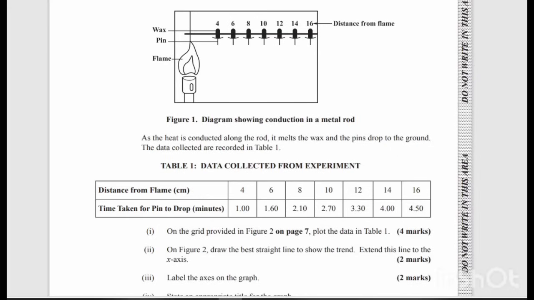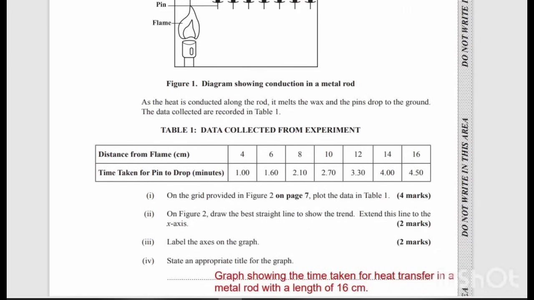The next part says on figure 2, you're going to draw the best straight line to show the trend. Extend this line to the x-axis. The third part of the question says we are to label the axes on the graph. And then the fourth part says state an appropriate title for the graph.